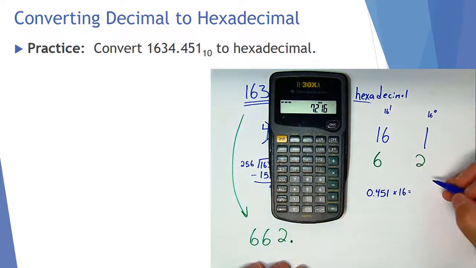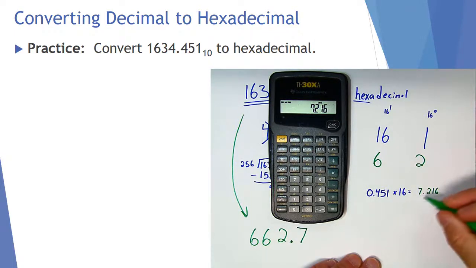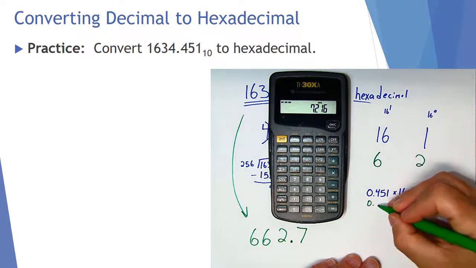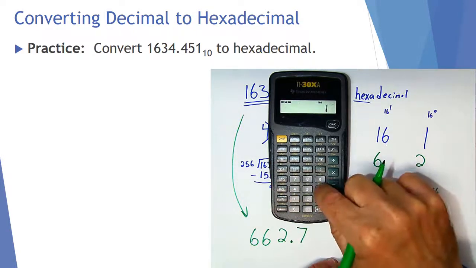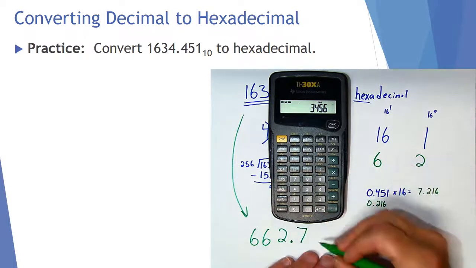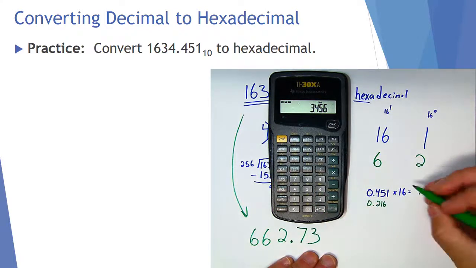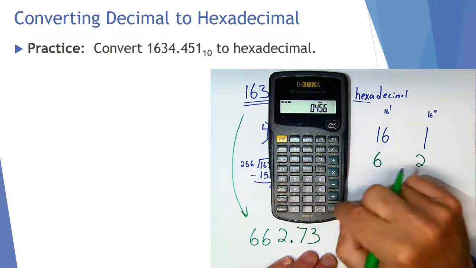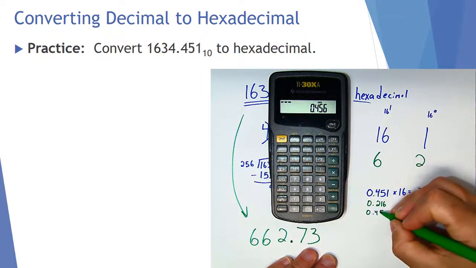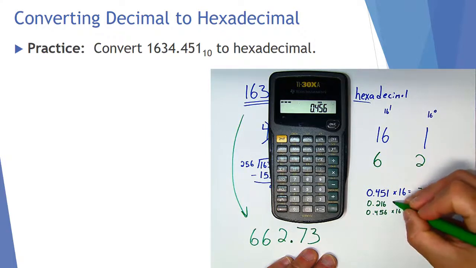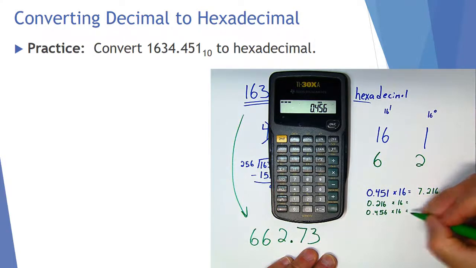We get 7.216, so that tells us our next digit is a 7. But we record the 7 and we just keep the decimal part, 0.216 times 16. That gives us 3.456. We'll keep the 3, subtract it off, and we'll take 0.456 times 16. Fell behind on my process there.